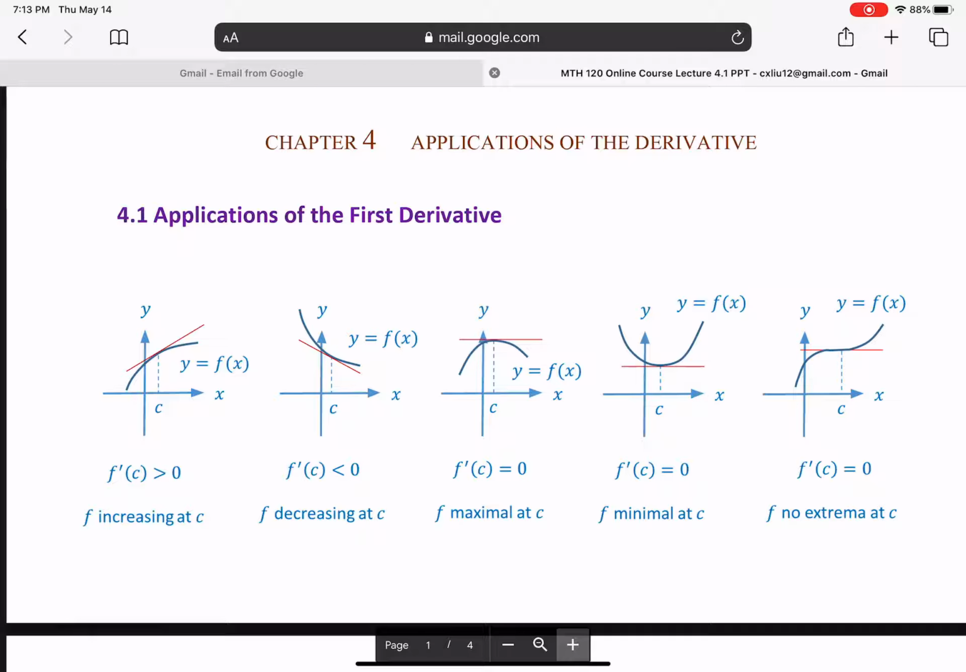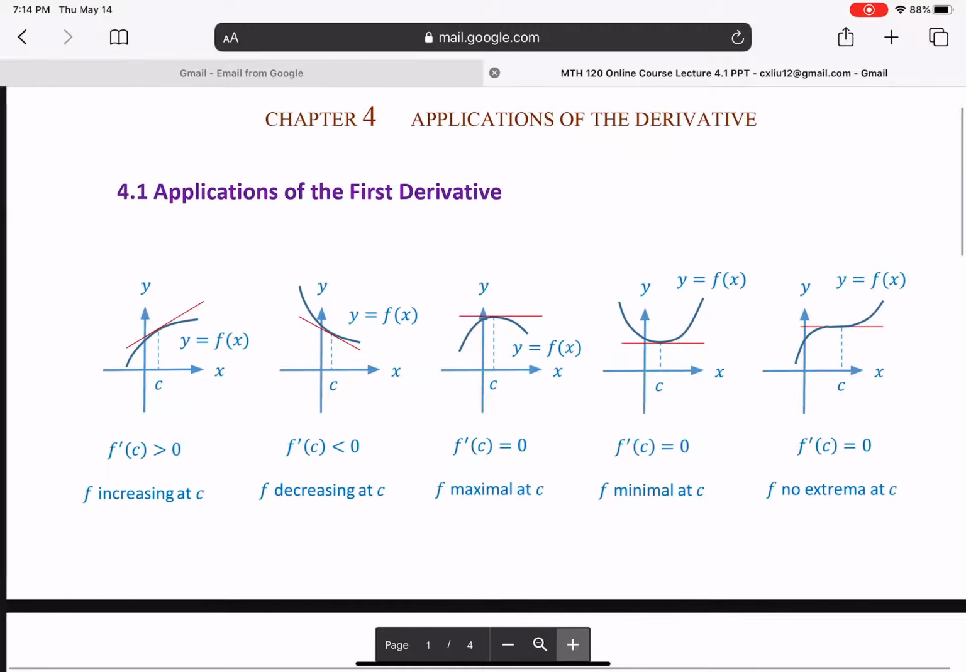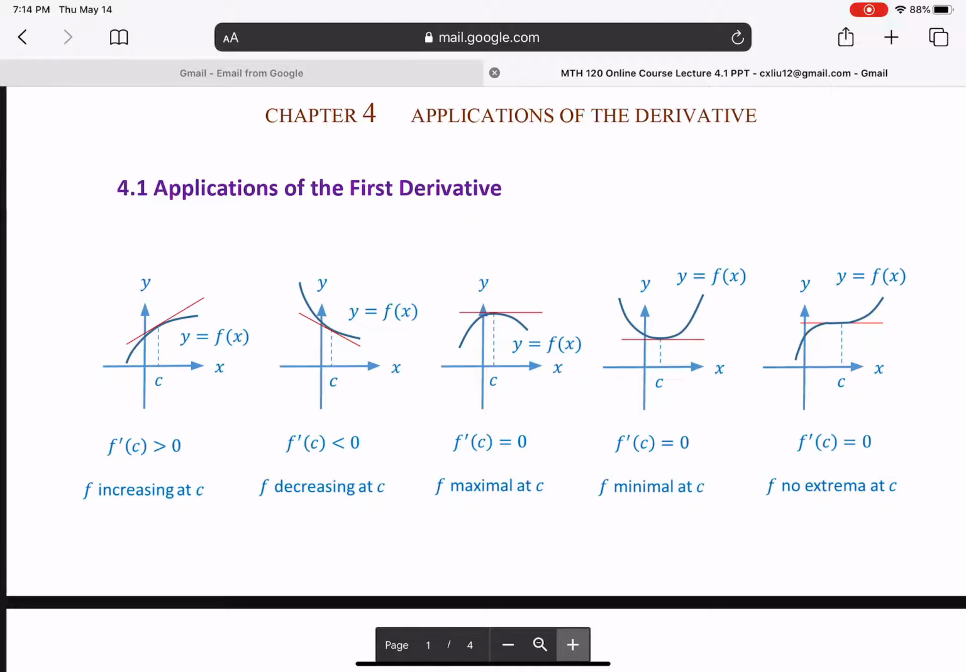In the third case, we've got a horizontal tangent line. So the derivative is 0, or the slope of the tangent line is 0, and we have a maximum at x equal to c. In the fourth case, again, we have a horizontal tangent line, and the derivative is 0, but the function has a minimum this time. In the last case, again, we have a horizontal tangent, but the function f does not have any extrema at x equal to c. So we can use this information to determine increasing and decreasing of a function.